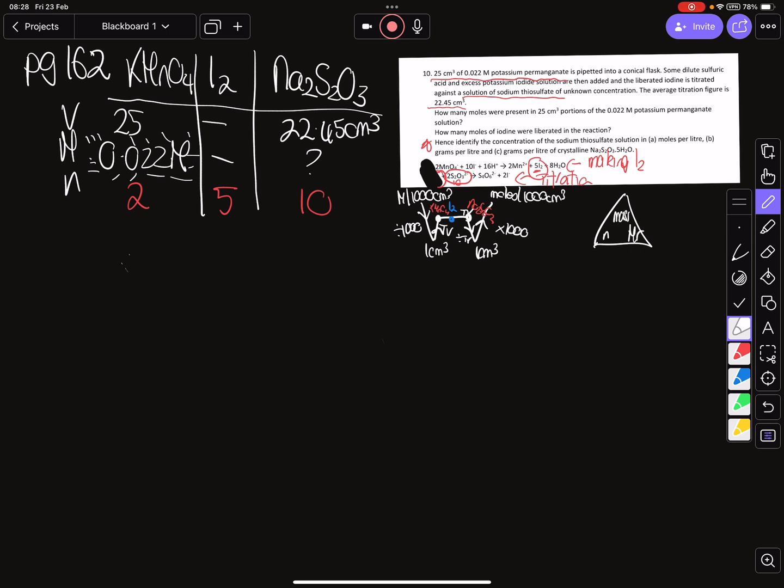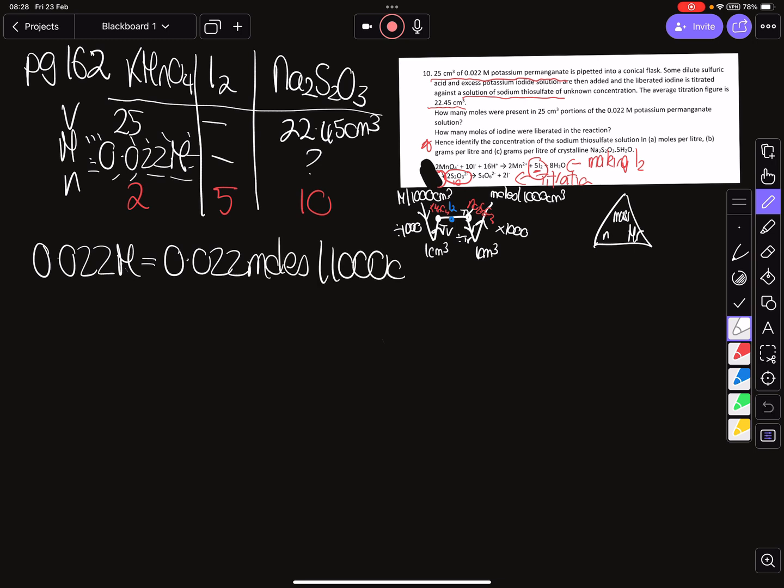As I say, we always do our W and our mass triangle first, and then we see where we're at at the end. So we start with our way in, the 0.022, and this just means 0.022 moles in 1,000 centimeters cubed.